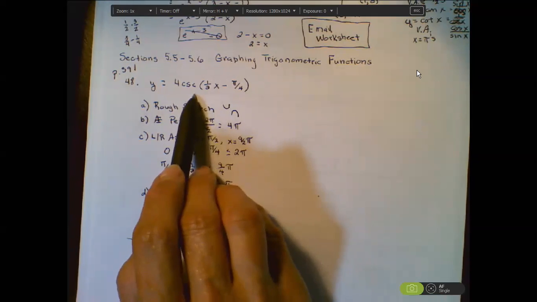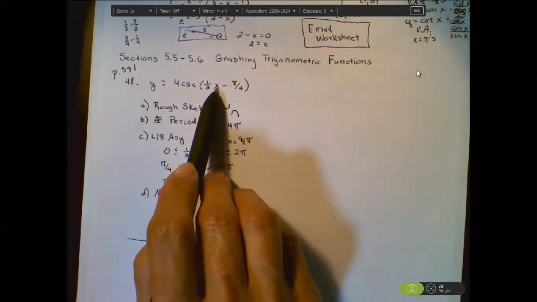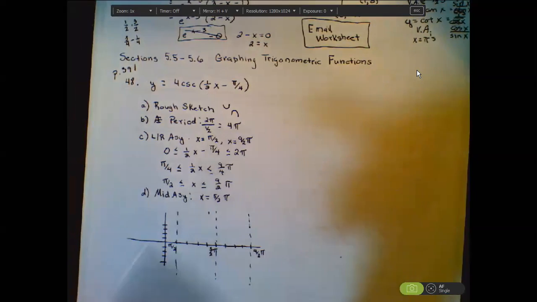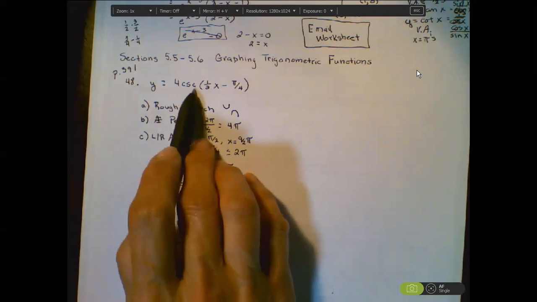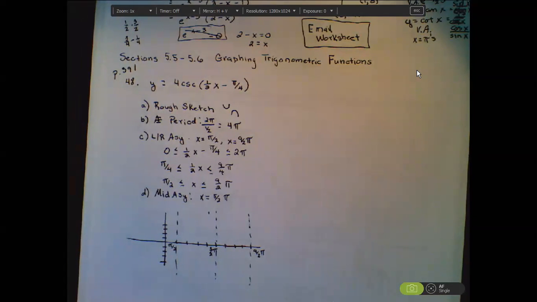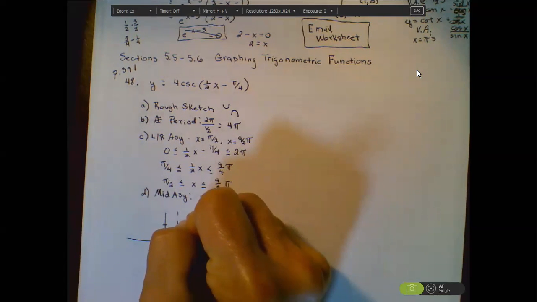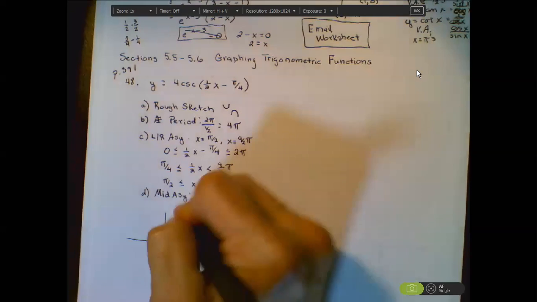Now, what is cosecant of a half pi? Well, what is sine of a half pi? 1. And so what's cosecant of a half pi? 1 still. And what's 4 times 1? 4. So that just gives you the turning around place for the concave up U.